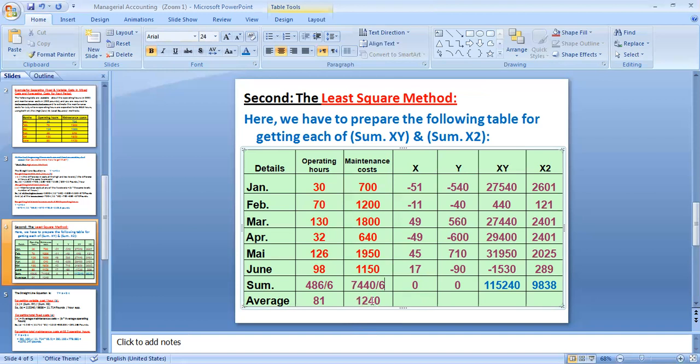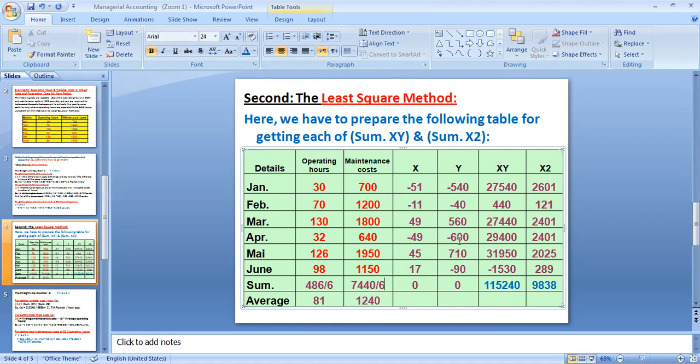Please, the 1,240 should be deducted from each cost for each month. 700 minus 1,240 gives a negative 540. The 1,200 minus 1,240 gives a negative 40. The 1,800 minus 1,240 gives positive 560, and so on.